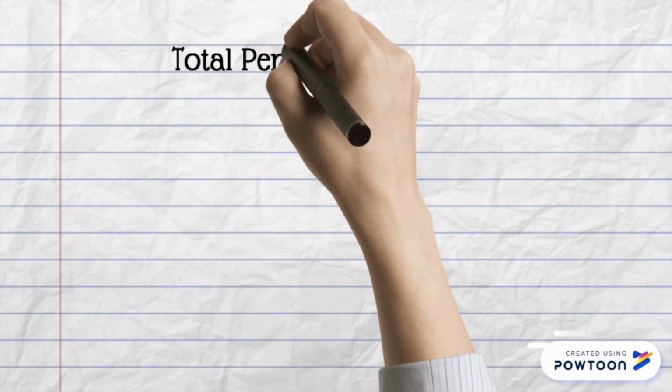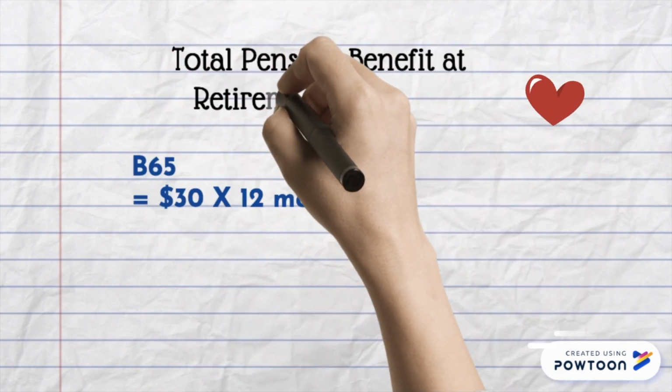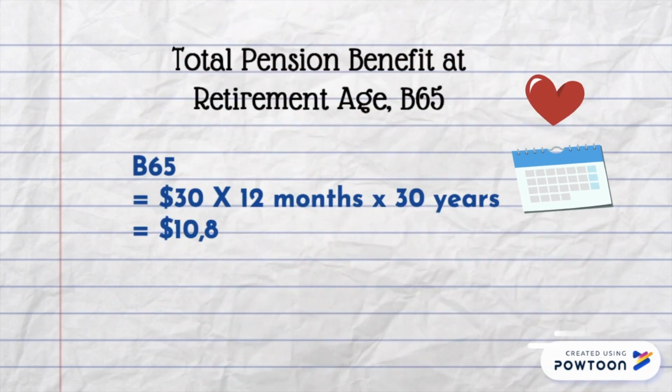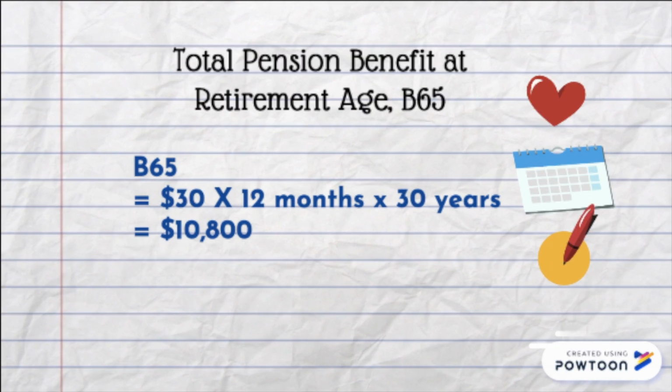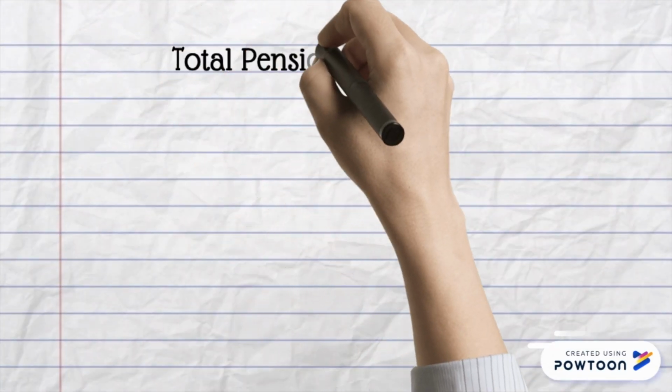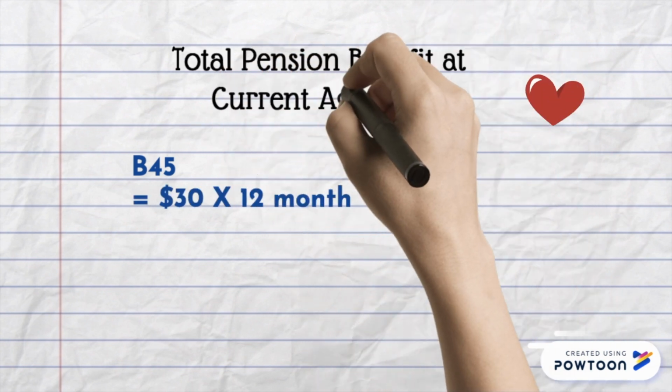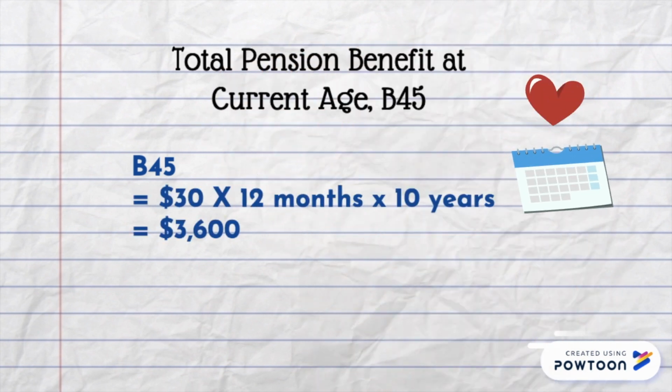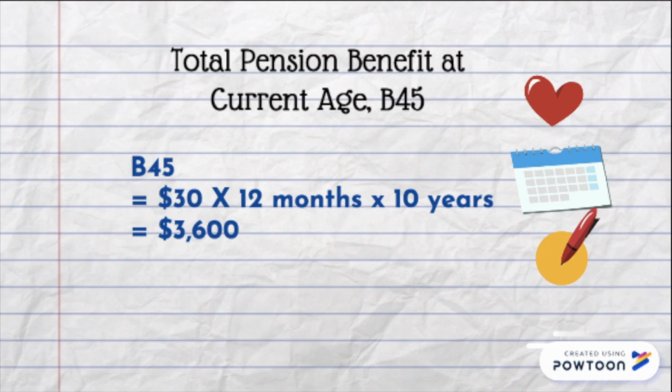To calculate the total pension benefit at the retirement age, which is B65, it equals $30 times 12 months times 30 years, which equals $10,800. Meanwhile, the total pension benefit at current age, B45, equals $30 times 12 months times 10 years of service, which equals $3,600.